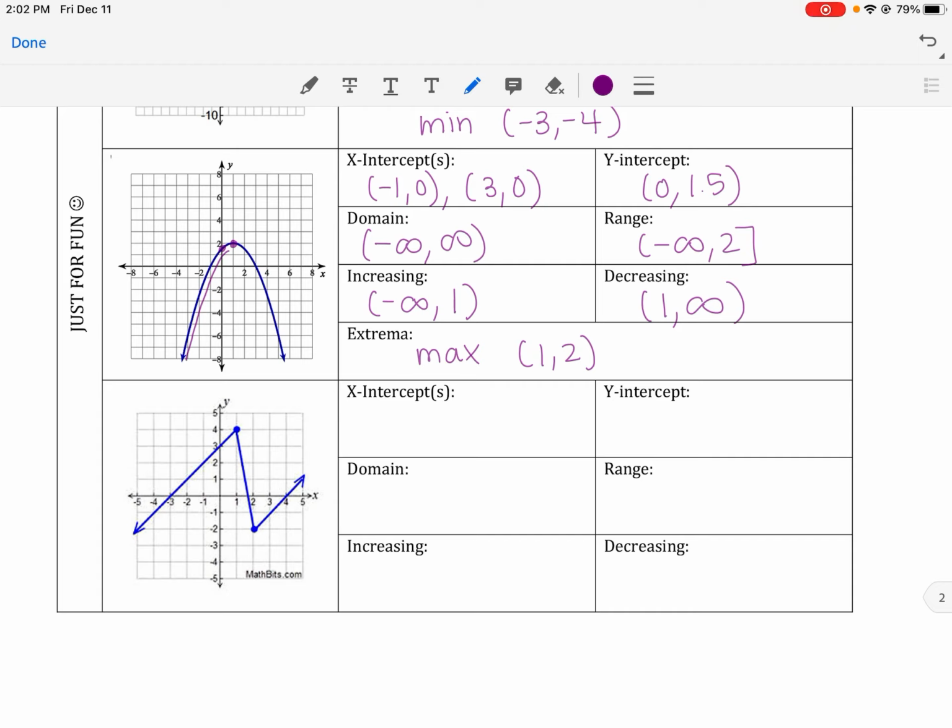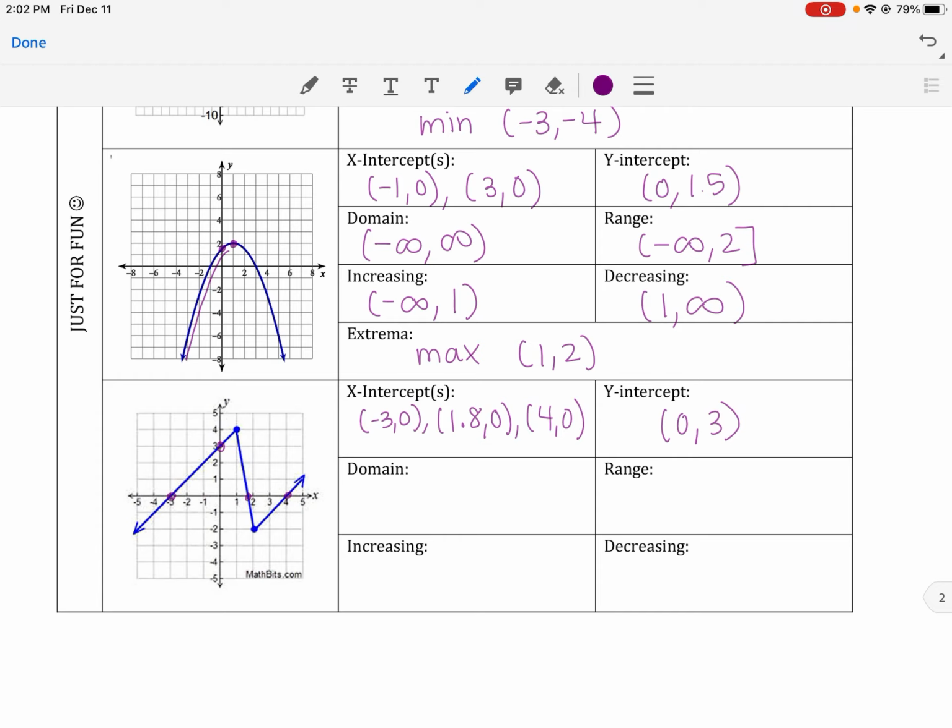Okay, last but not least, x-intercepts. This one actually has 3 x-intercepts, so (-3, 0). We're going to have to estimate that. I'm going to call it like 1.8. It's closer to 2 than it is to 1, but it's somewhere between, and we also have (4, 0). Even though we have 3 x-intercepts, there's only 1 y-intercept, and that's at (0, 3).